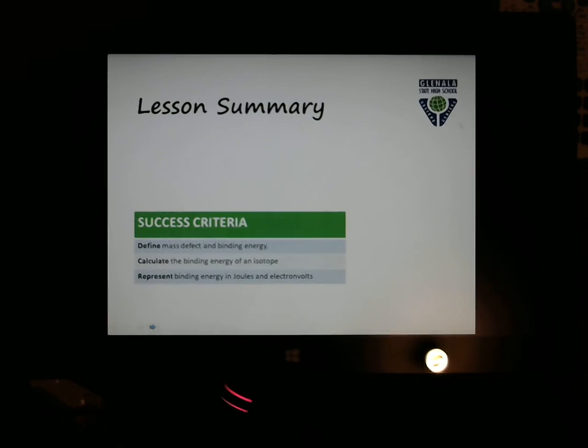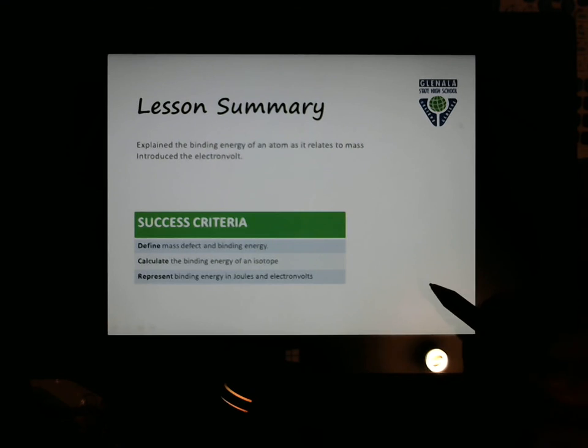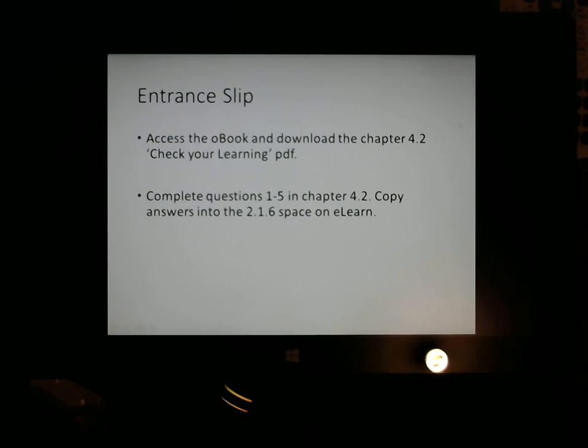So, this video, quick one, but we've gone through the following couple of things. We have examined the binding energy of an atom as it relates to mass, and we've introduced the topic of the electron volt. In terms of your entrance slip, please have access of chapter 4.2, check your learning, and look at questions 1 to 5 in chapter 4.2. These answers will go into the 2.1.6 space on eLearn.